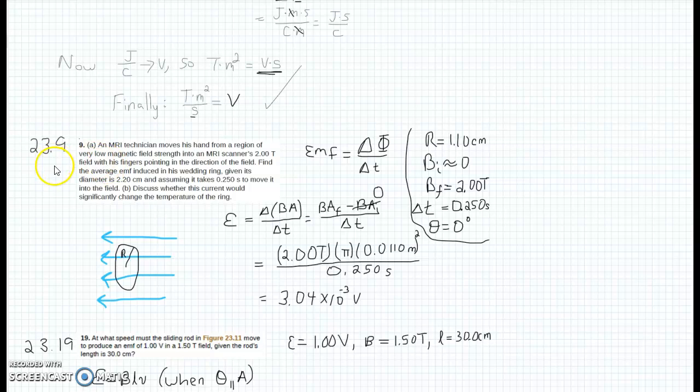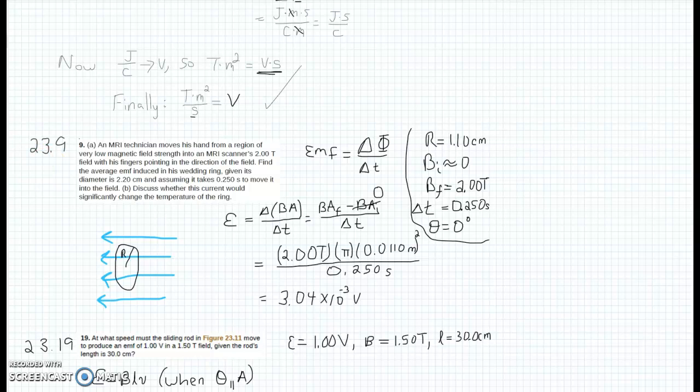23.9, we've got an MRI technician, and he's moving his hand from a region of low magnetic field strength into a region of strong magnetic field strength, 2 Teslas, in an MRI scanner. And his finger, his wedding ring, is pointing in the direction of the field. So as he pushes his hand into this field, the circular part of the ring is capturing the flux head on.